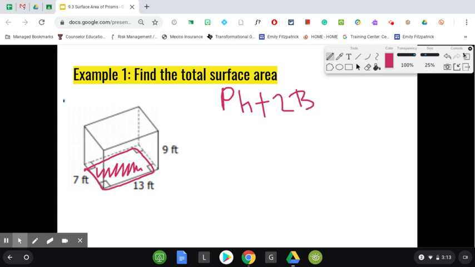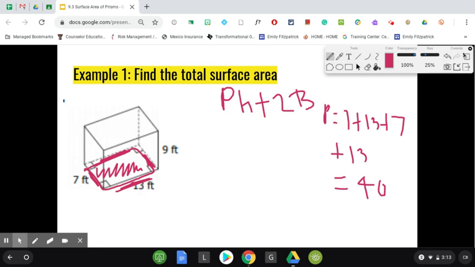So for perimeter, you want to add up all the sides of that bottom base. Since this side is 7, that means this side is also 7. And if this one's 13, this one's 13. So to find the perimeter, we would just add 7 plus 13 plus 7 plus 13. If you add those all together, that'd be 40. So for the perimeter, we get 40.